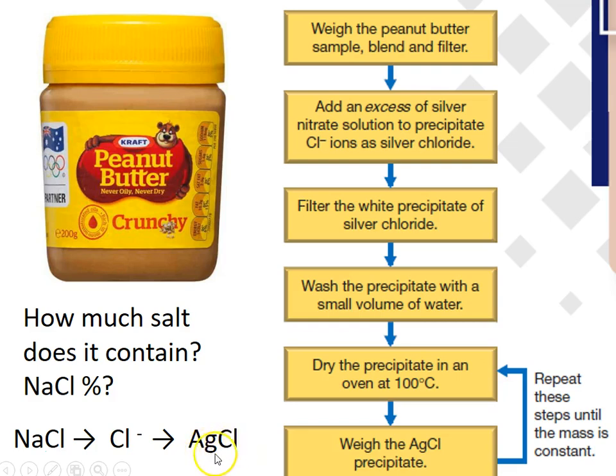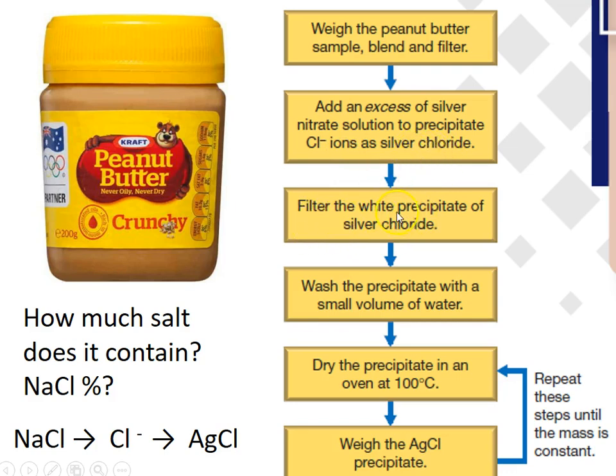Because we're going to weigh the silver chloride precipitate, we don't want other solid parts in there to add to our weight, so we have to filter them out to start with. So you put it through a filter funnel, you collect the bits of peanut that haven't dissolved, and the sodium chloride that's dissolved, we collect as the solution. Then we add an excess of silver nitrate, or silver something. Nitrates are always soluble, so silver nitrate would be fine. The silver will get with the chlorine and make silver chloride.